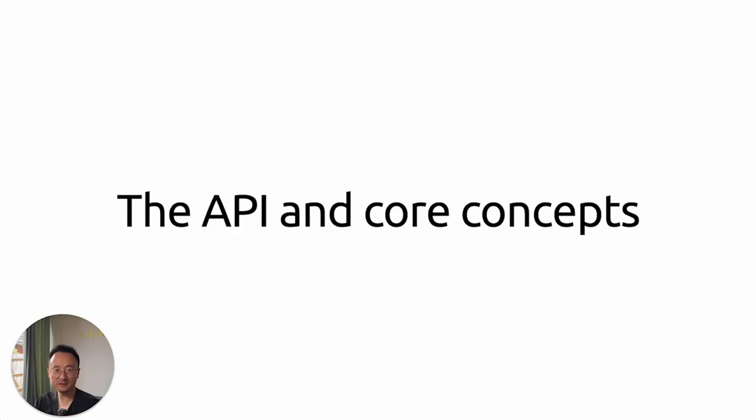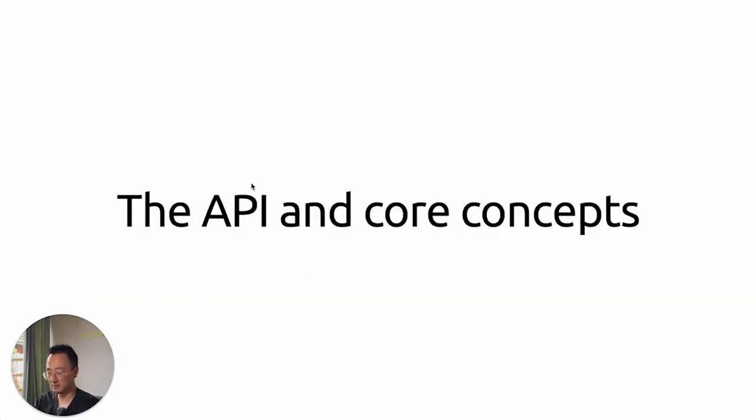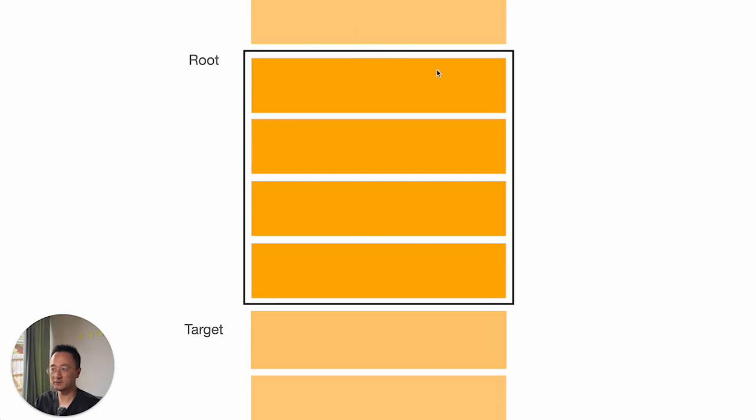There are a few key concepts in the Observer API. Initially, you will need an object called IntersectionObserver. It accepts two parameters, a callback and options. We'll address the callback in a minute, but first let's talk about the options. The options has a few elements. Obviously the first thing is the root, the root concept we just talked about. By default, it's the viewport of your browser window, but you can specify which element you want to be the root.